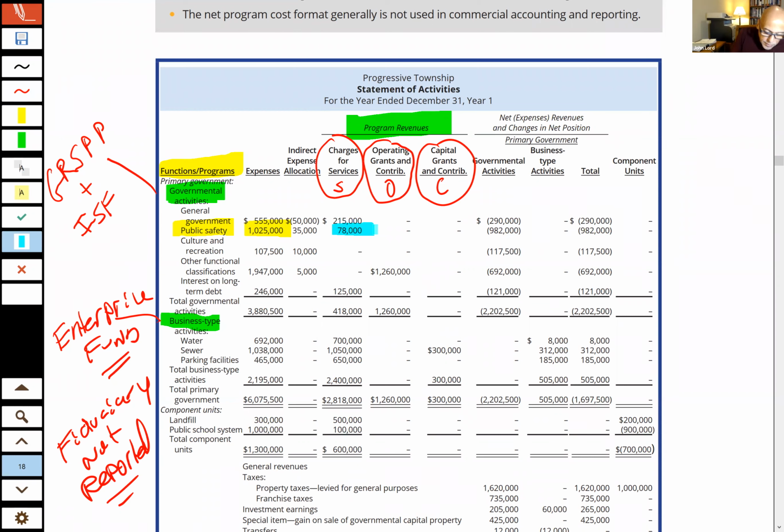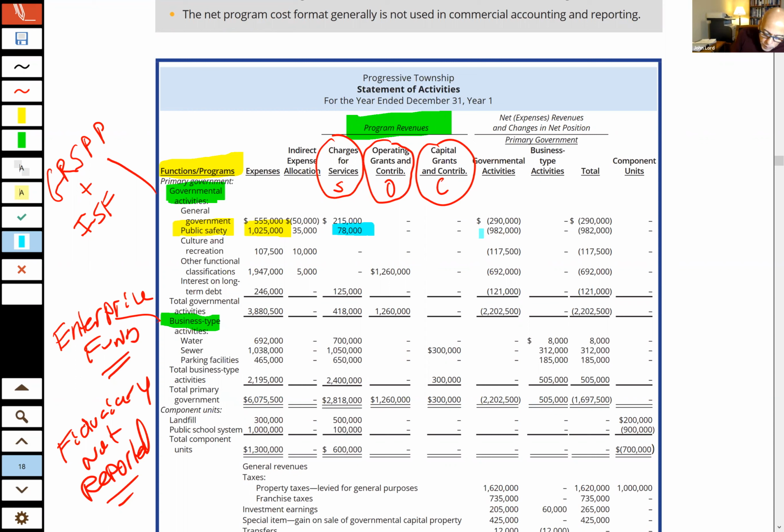So when you look, this government was able to raise $78,000 of program revenues that helped pay for public safety. Now, it's a little annoying because if you dig down and look at what goes into charges for services, for example, speeding tickets would be part of your charges for services. I don't know about you, but when I get a ticket from the cop, I don't say, well, thank you for your service today. But those are the kinds of program revenues that would help defray the cost of this public safety program.